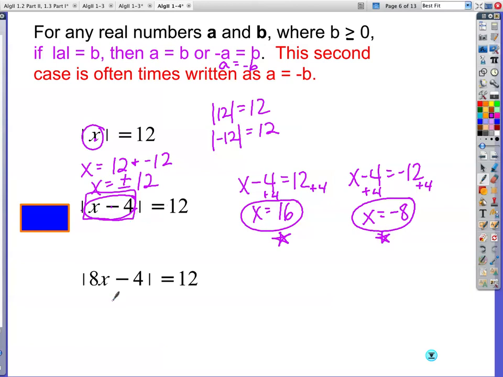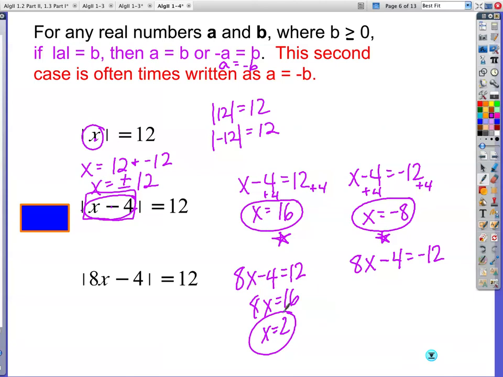All right, and then you have to do the same thing here. You would have 8x minus 4 equals 12, and then you have to write out 8x minus 4 equals negative 12. All right, that means 8x equals 16. That means x equals 2. So that's one of your solutions. All right, over here I got 8x. I'm going to add 4 to both sides. So that gives me an 8. Divide both sides by 8.